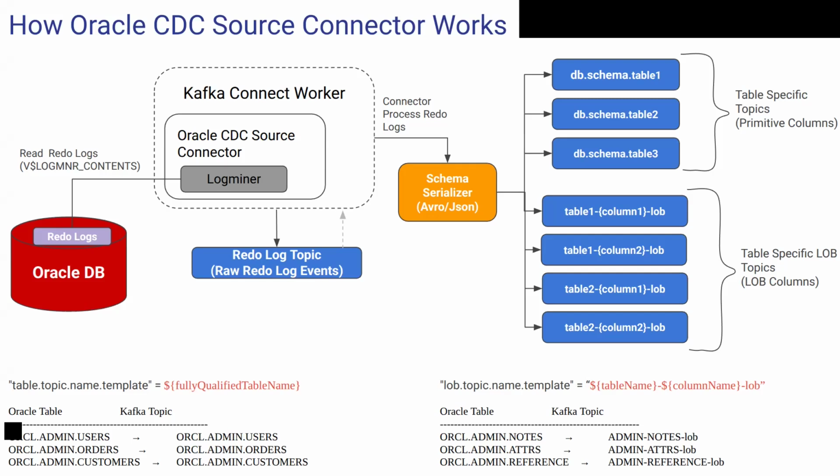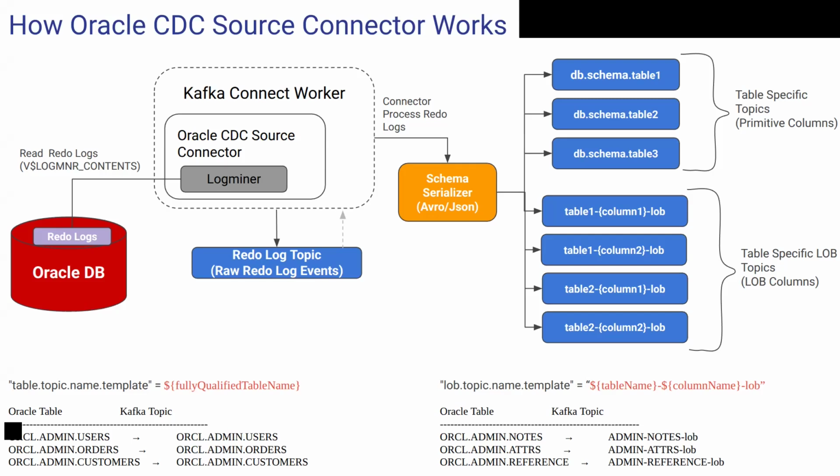Please note that the blue boxes are all part of the Kafka broker. It is not a separate component, since topics reside in the Kafka broker. So that's how the data flows from this Oracle DB to the topic. Here below, I have given an example of how the data topics are created. For example, if you have a table called oracle.admin.users, this is for the primitive data.